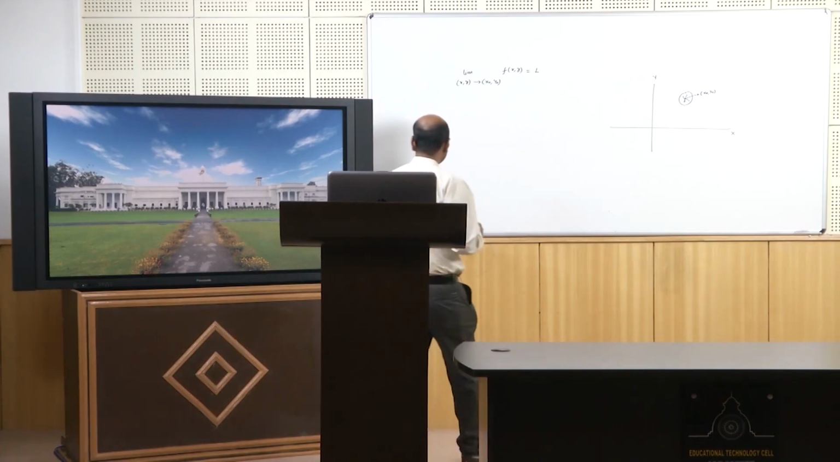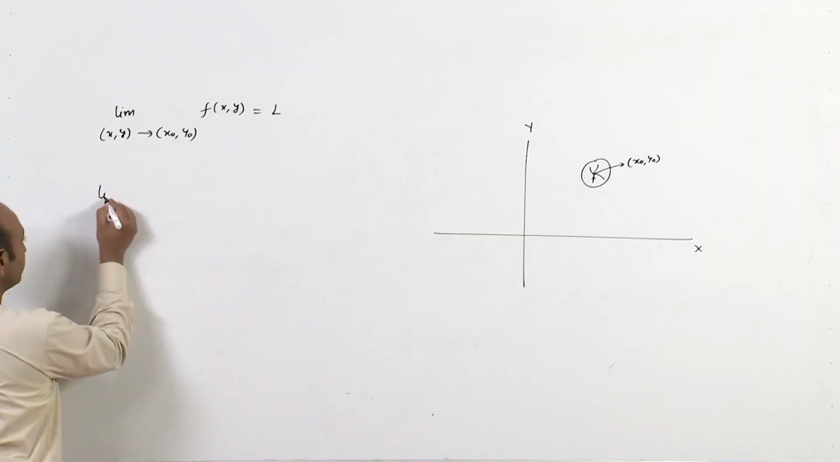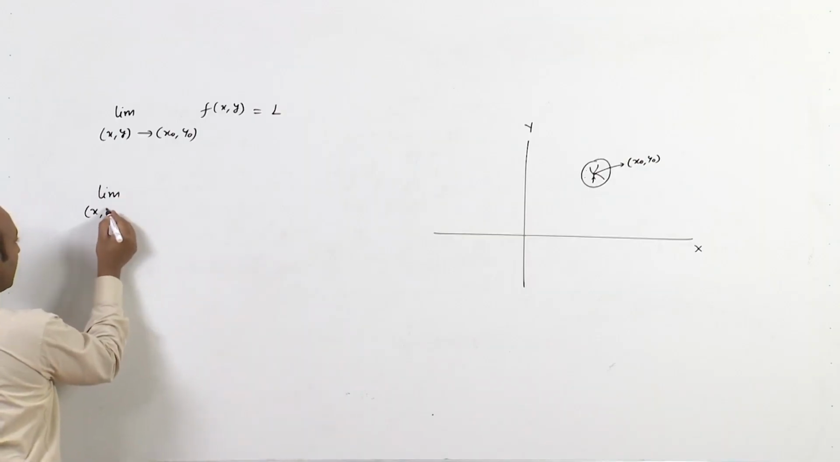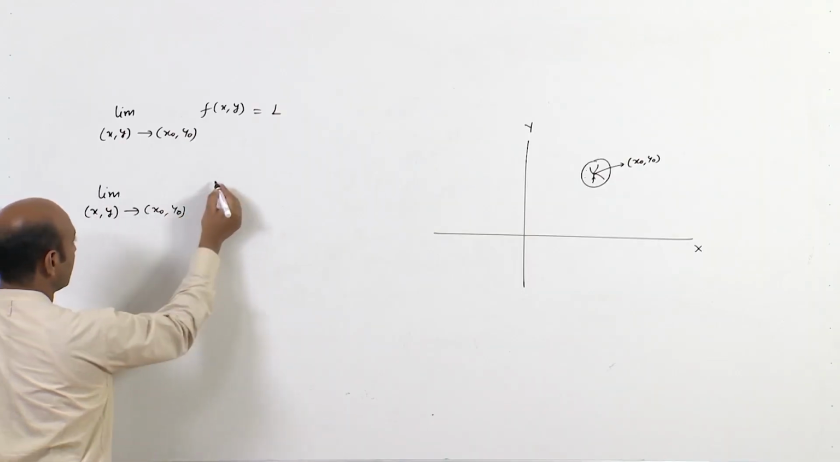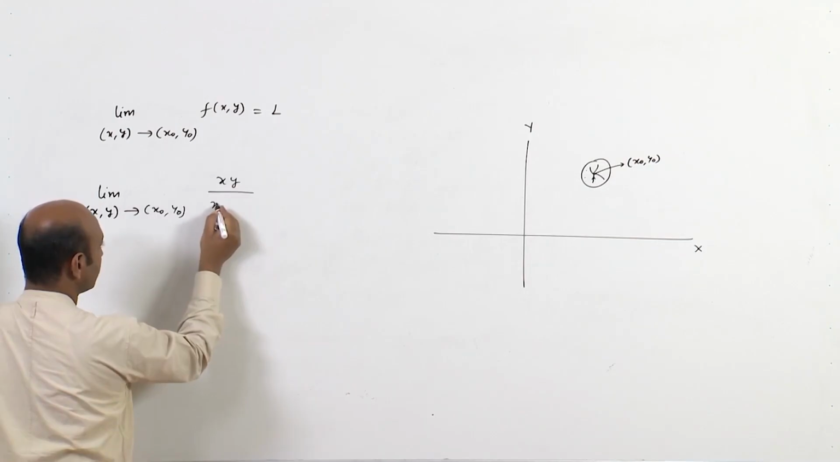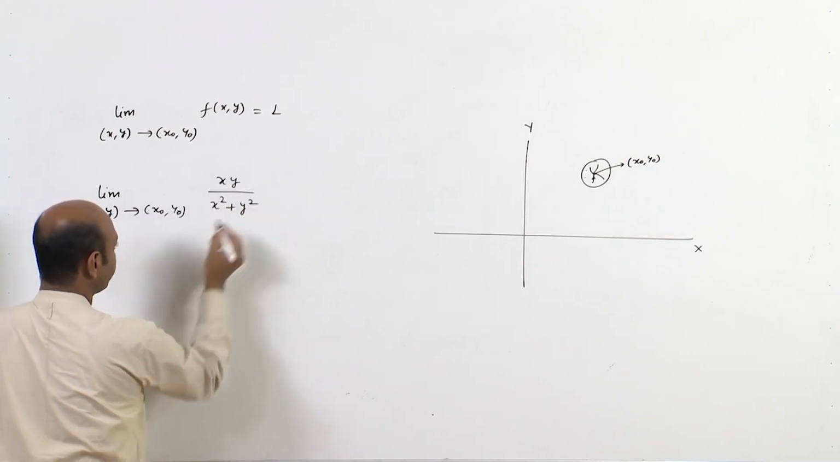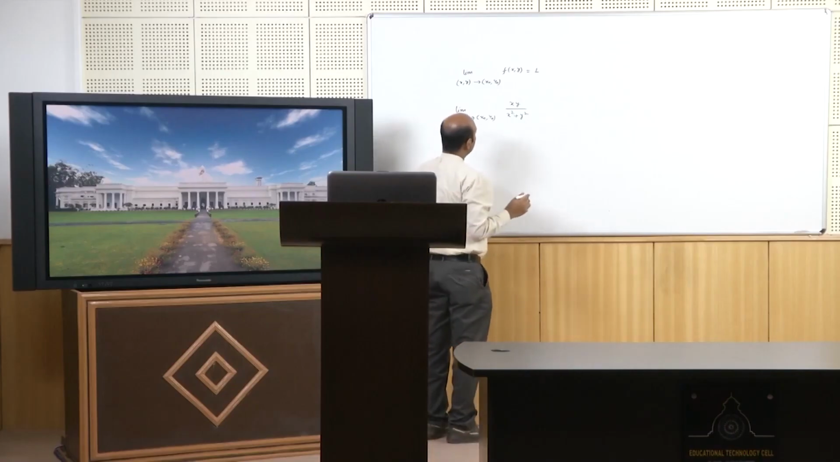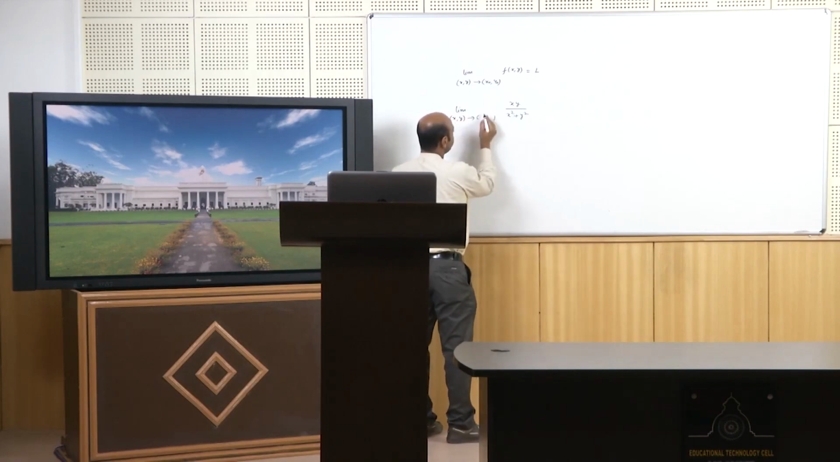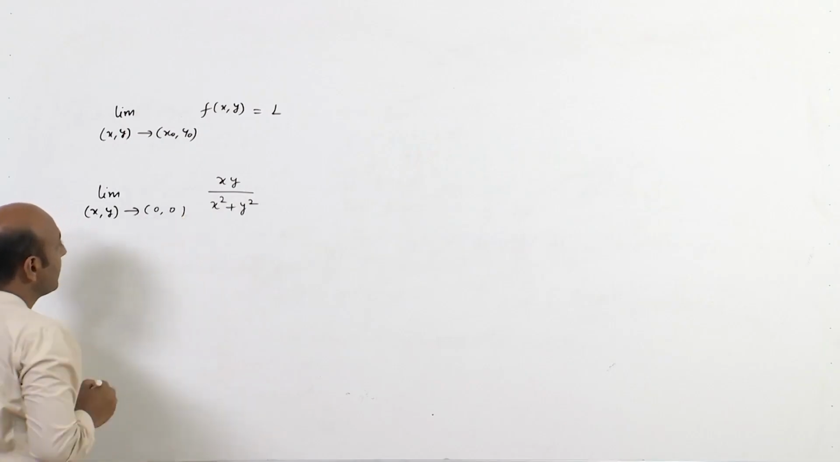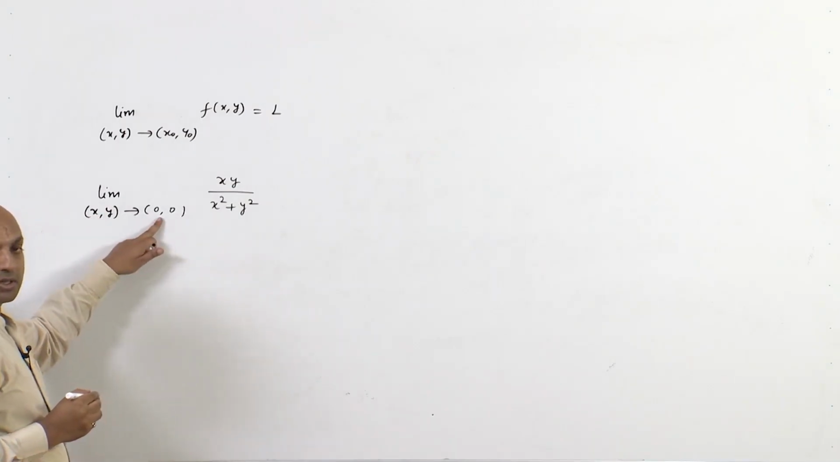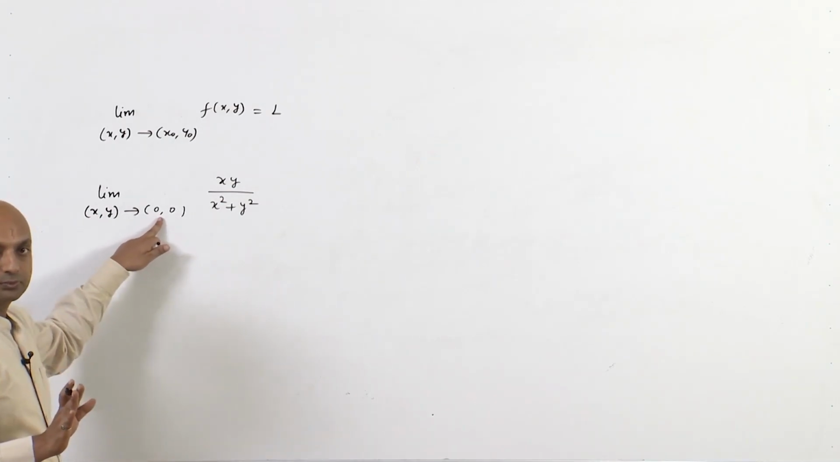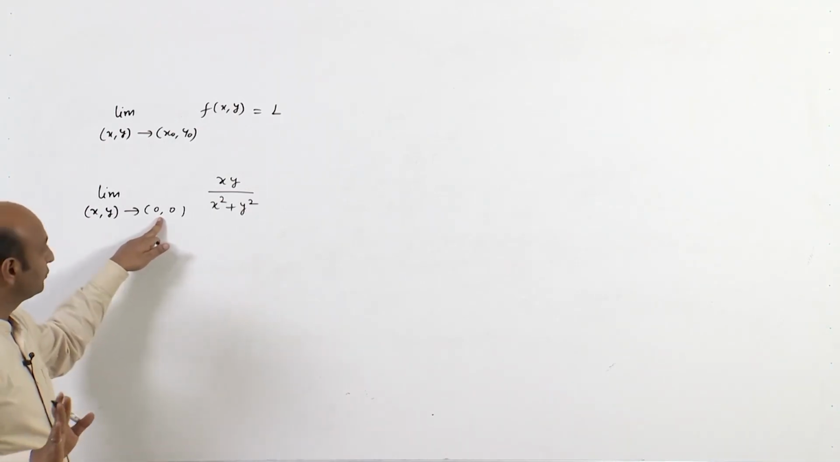Okay. The first example is the limit as xy tends to x naught y naught, here 0 0, of xy upon x square plus y square. Now from xy to 0 0, there are infinite paths. We can follow any path.